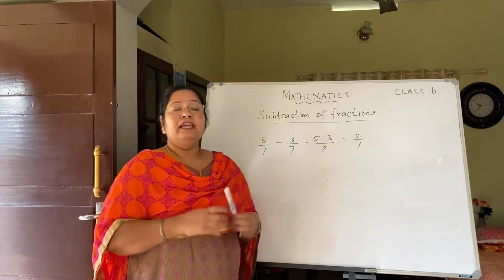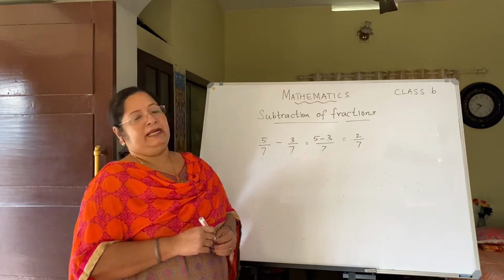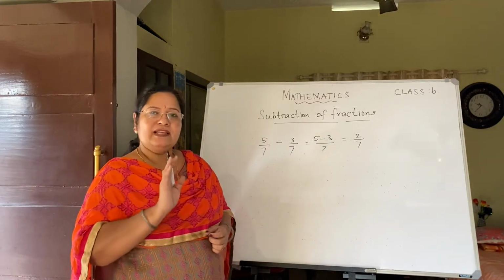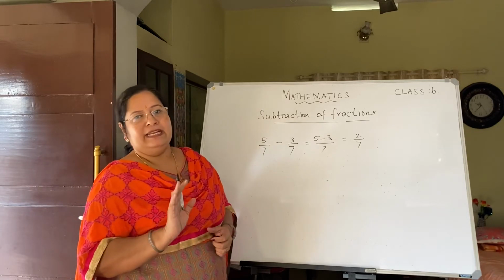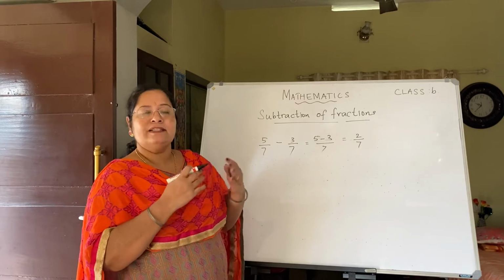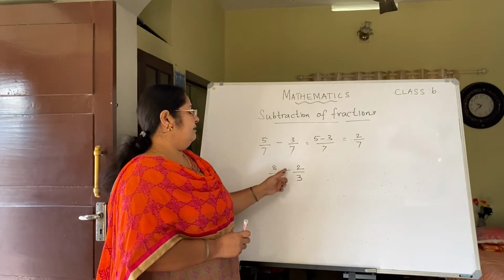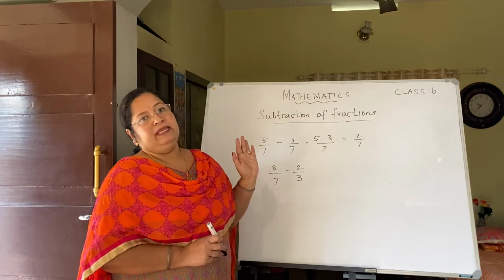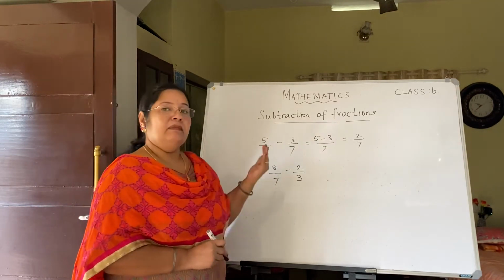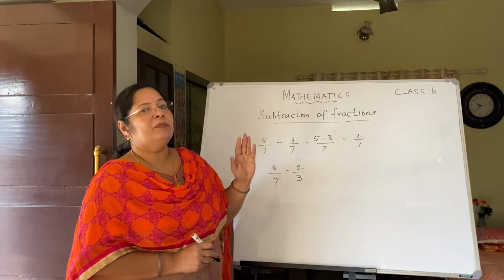Now if we have unlike fractions, how to subtract? There also the method we have used is the same as that we have done for addition. The only thing is the operation is different. So both of them are almost the same. Suppose you have 8 by 7 minus 2 by 3. Now the same procedure we have done for addition, only the operation should be different.